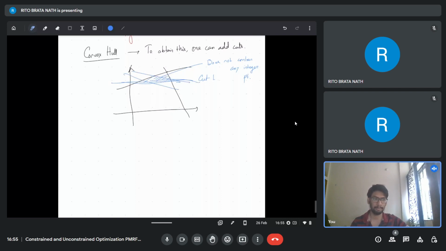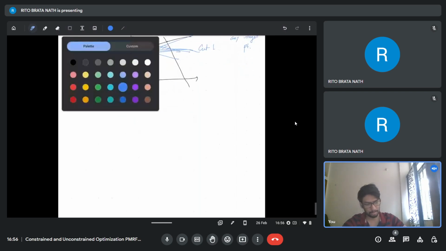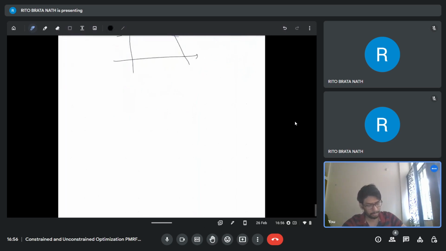And finally, if you can construct the sides of the convex hull and solve it as an LP, then you will get the solution of the IP. Then let's move on to branch and bound. So let's talk about it a little bit before I wrap up for today. So, branch and bound.